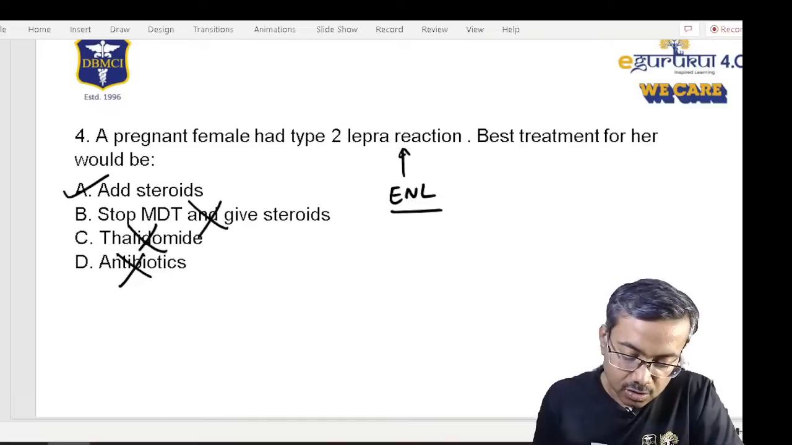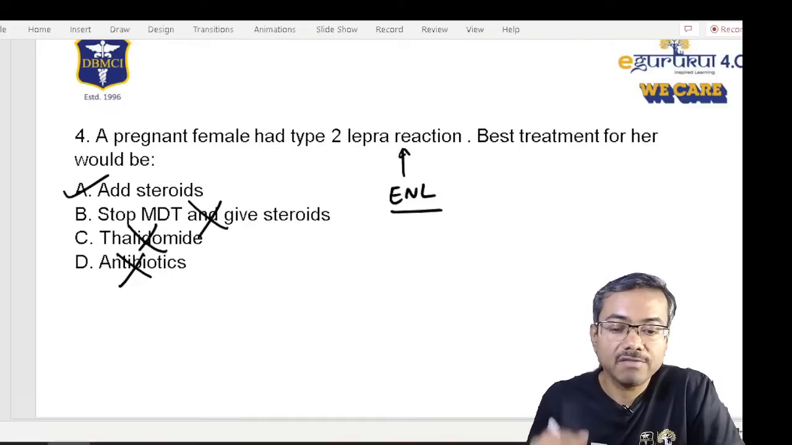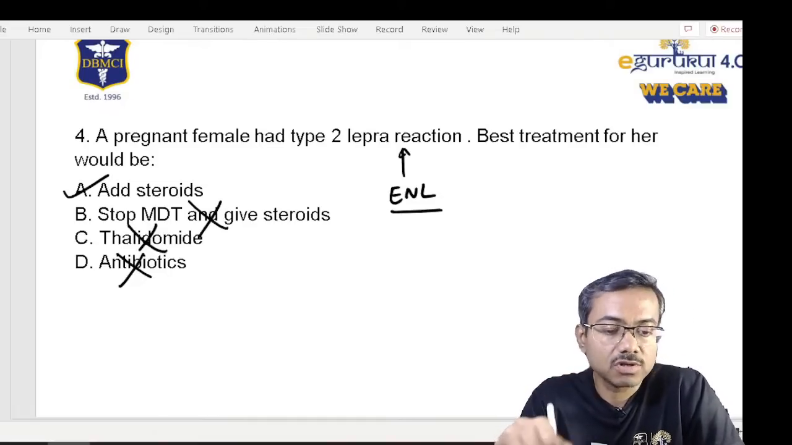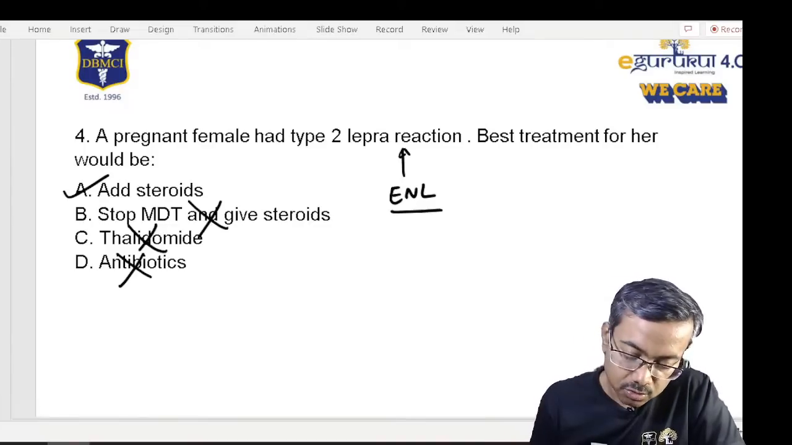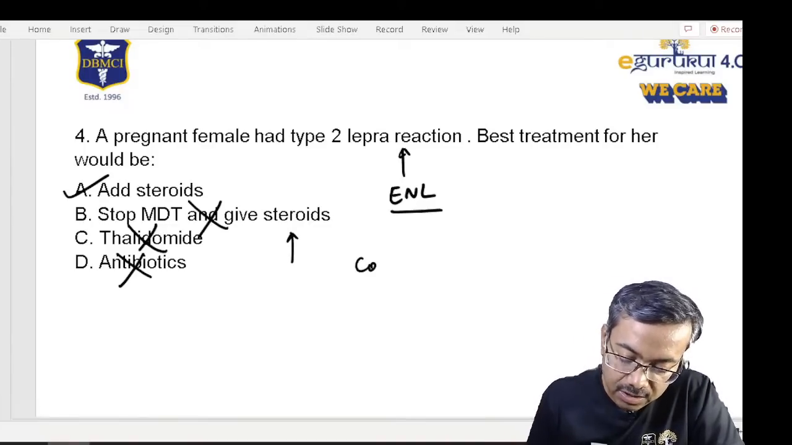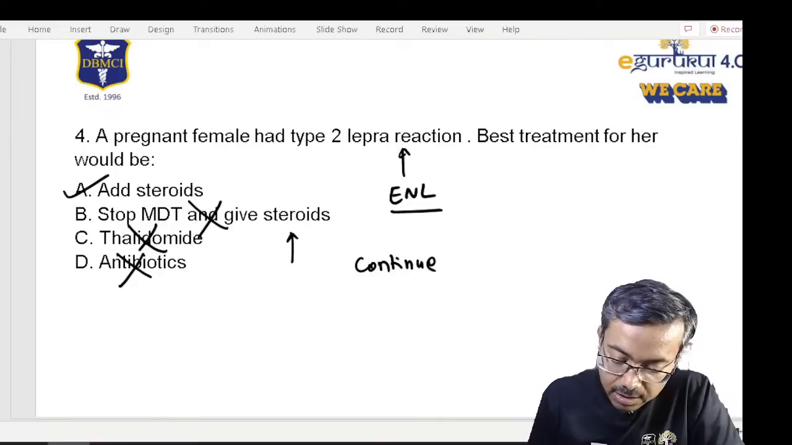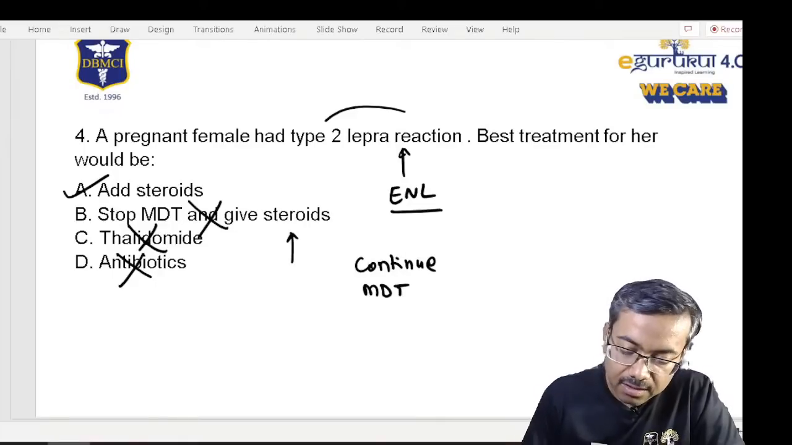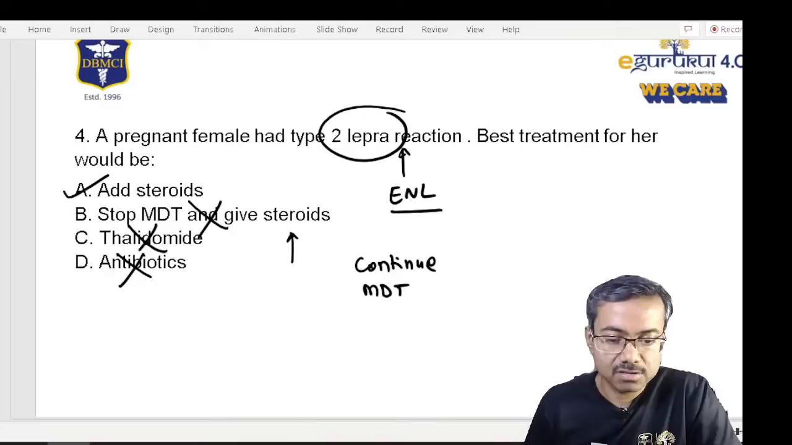Okay. This is also wrong. You cannot stop MDT. You should never stop MDT here. You should give steroids, but continue the MDT. That's very important. You continue the MDT, and in lepra reactions, you have to give steroids.